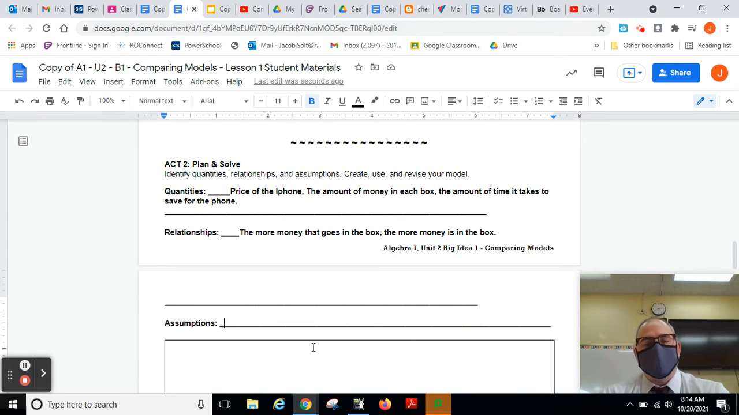Assumptions. Assumptions are things like, we assume that he can continue in the one box, he's doubling his money each time. We assume that he can continue doing that indefinitely. We assume that he's going to have $10 every day for the other box. We assume he's not going to be taking money out of the box during the month, right?